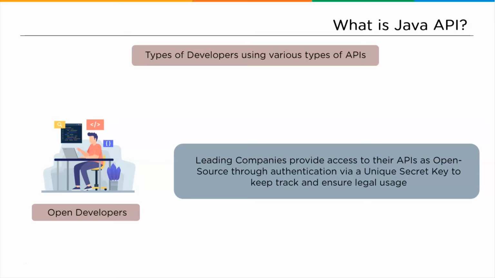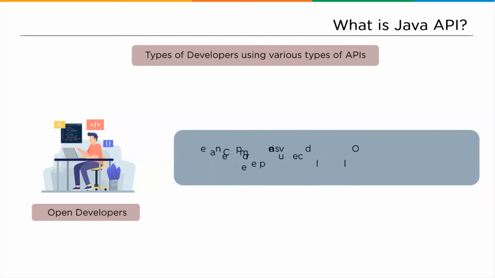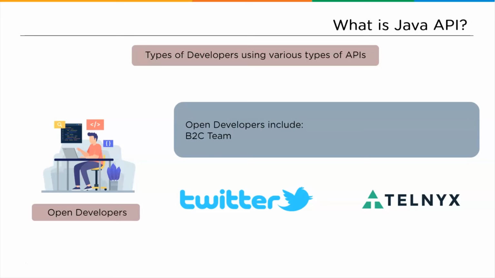They create a profile and provide the research details of their application, like what they are using that particular API for and other reasons to use those APIs. Then they get the unique secret key from the owner of that API, and that's done just to keep track that the API provided is not misused. The open developers majorly include the B2C teams, and some of the major companies that provide APIs for open developers are Twitter and Telnix. One best example is Twitter, which provides the Twitter API to Twitter developer accounts for any kind of development or data science applications and much more.